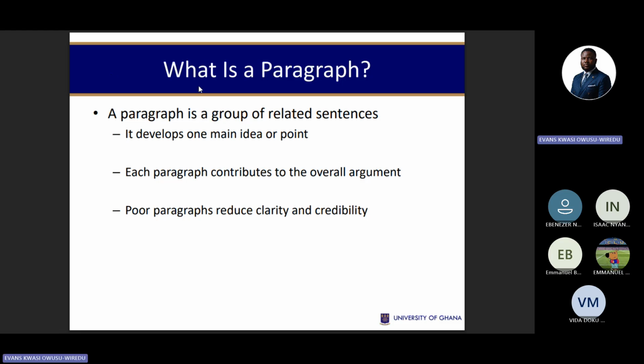So these are some of the things that a paragraph entails. It contains an idea. It also must contribute to the whole argument, right? Poor paragraphs reduce clarity and credibility. When we say a poor paragraph, it means that you don't even know what you're talking about in that particular paragraph. And also, that particular paragraph is not even contributing to the overall topic that you are writing the particular text about. You get it?